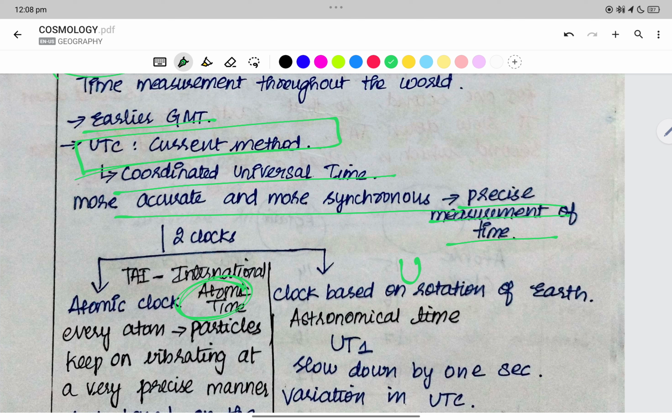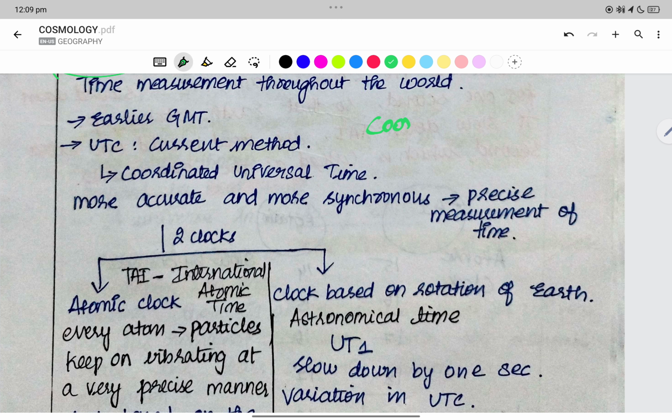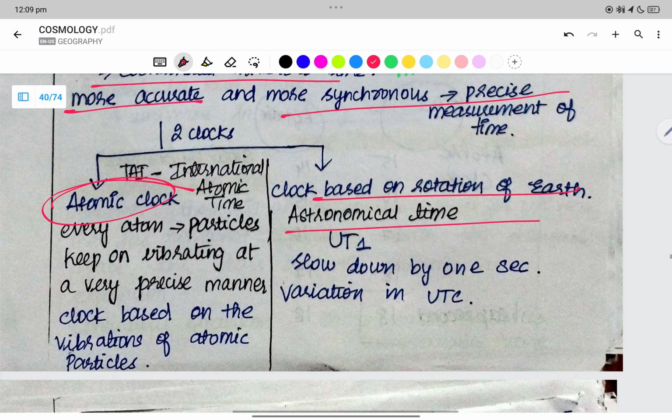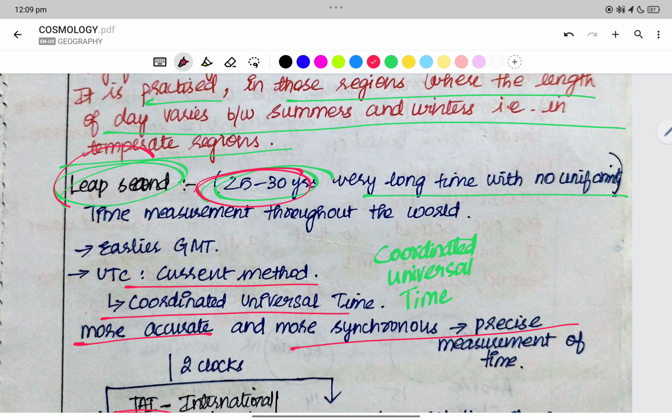Coordinated universal time. Here we are dealing with a topic called coordinated universal time. It is more accurate and more synchronous. Two clocks are there. One is the atomic clock and the other clock is based on the rotation of the earth. UT1 is slowed down by 1 second. For every 25 to 30 years, there is a leap second, meaning the earth is slowing down by 1 second.